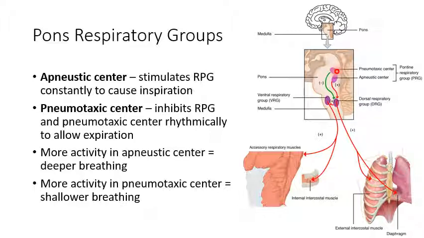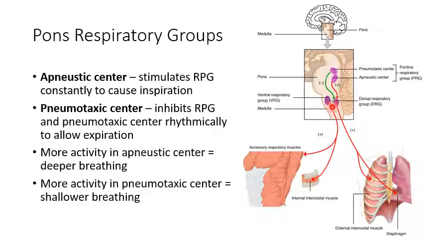It is inhibitory, so it kind of fires phasically, which means on and off. Or rhythmically would be another way to say that. So I guess the apneustic center will constantly be sending on signals to the respiratory pattern generator, telling it to cause inspiration. And then periodically the pneumotaxic center will send an off signal, turning it off so that the muscles relax and you can expire.